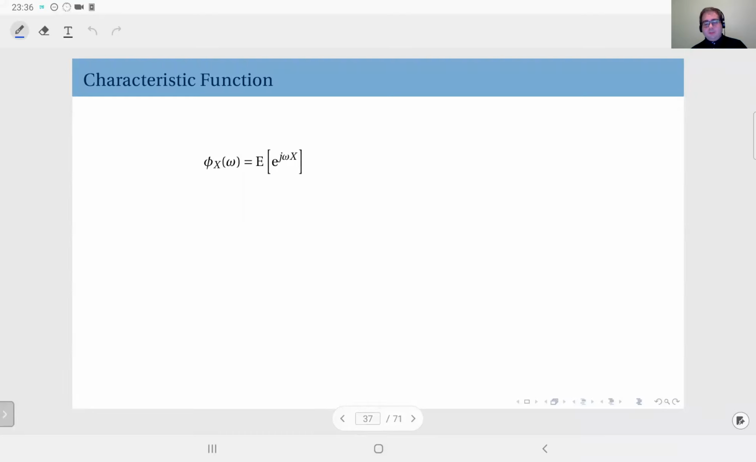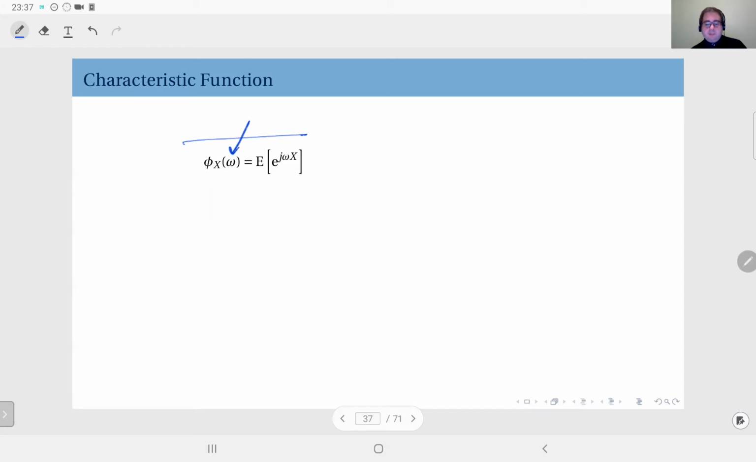We talked about moments, and next we will look at characteristic function and other transforms. First, we will define what the characteristic function is. The characteristic function is defined in this way. It's denoted by phi sub x or phi sub the random variable name. And you see, it's not a function of x, it's a function of omega.